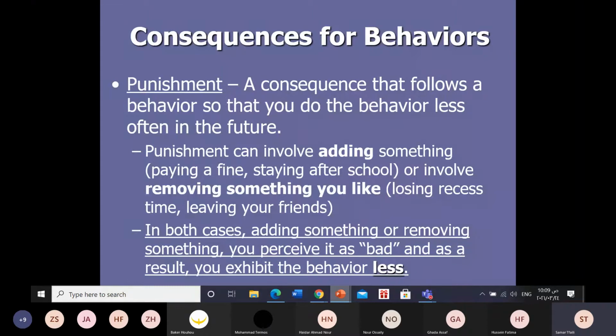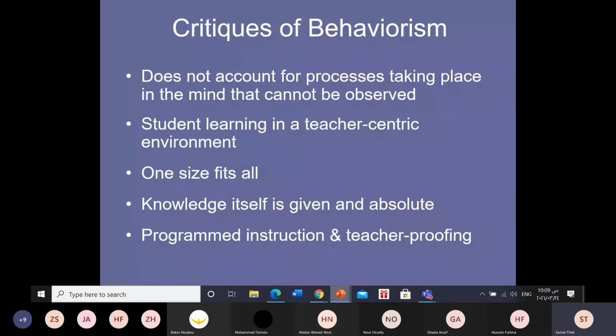So this is punishment. Now the critique of behaviorism. Behaviorism focuses more on what we see, on students' behavior. So it does not account for processes taking place in the mind. What is happening in the child's mind, I don't think about much, I only think about what I see, the observed behavior.